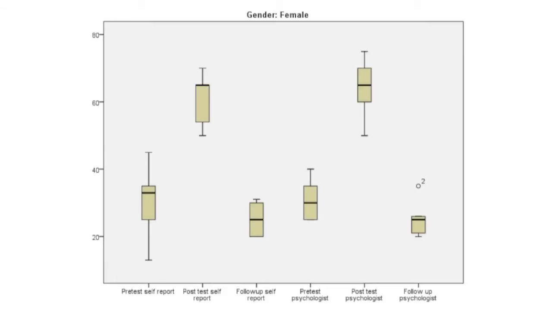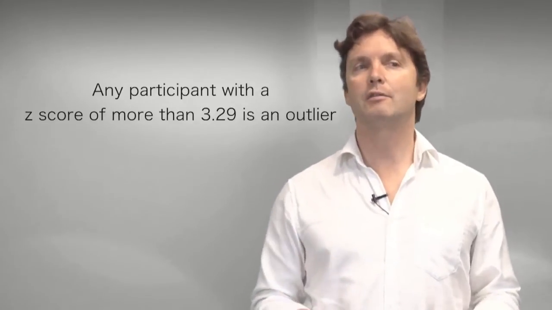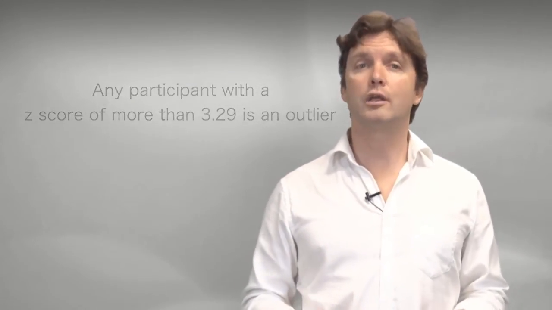Here you can see that the box plot is roughly symmetrical for females in each of the conditions. Potential outliers and extreme scores are indicated in box plots by an empty or coloured circle respectively. The star represents an extreme value. If you wanted to confirm any suspected outliers, then you can obtain the z-score of the participant's score for each cell, and any participant with a z-score of more than 3.29 would be an outlier. So I'll need to check this out with the follow-up scores for the psychologist.